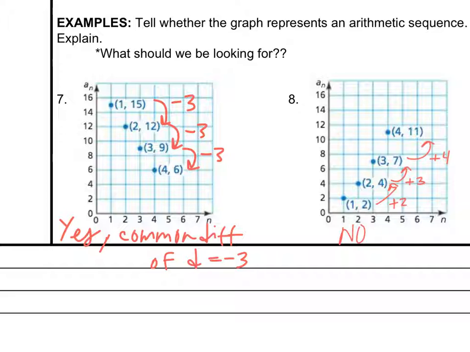Can you please answer the 2 questions from the front? So 1, what is an arithmetic sequence? 2, how do you know if something is arithmetic?